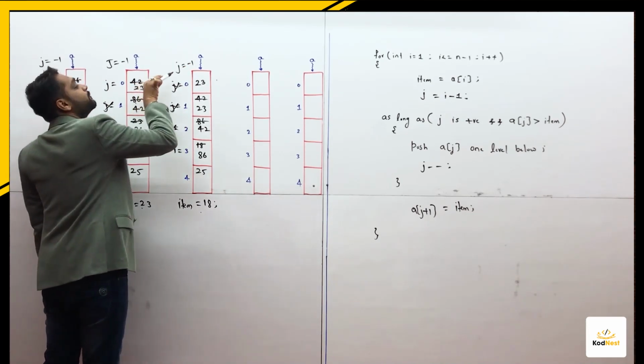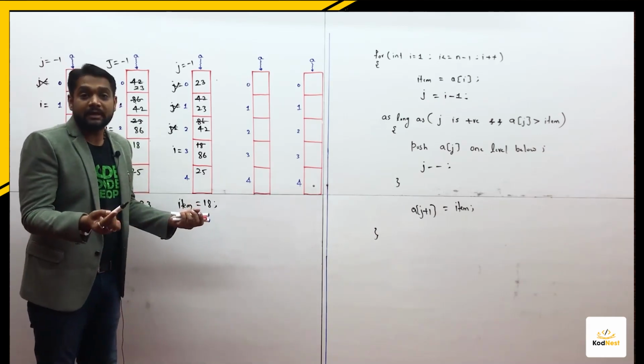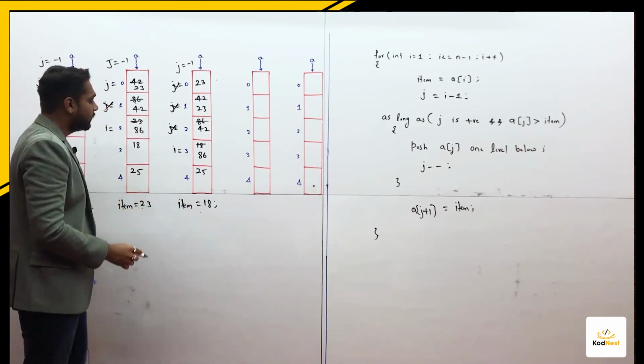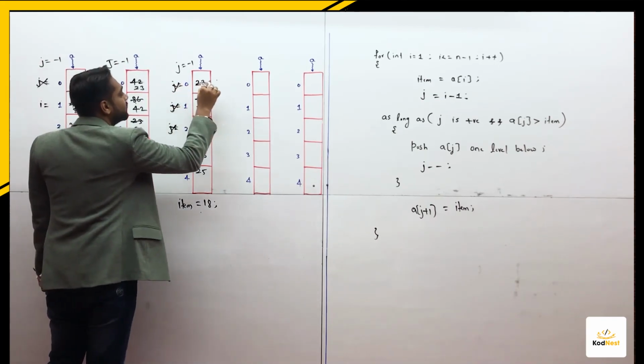As long as j is positive, j became negative. Just because j became negative, you will come out of the loop. Whatever is there in item, give it to A of j plus 1. Okay, given.